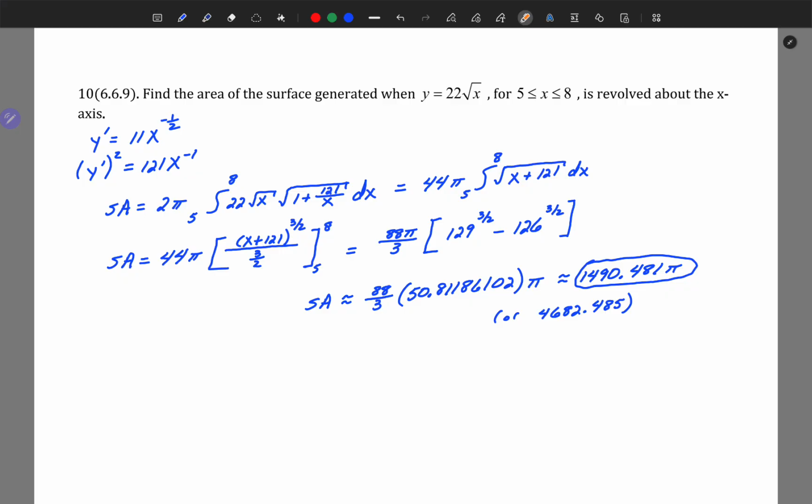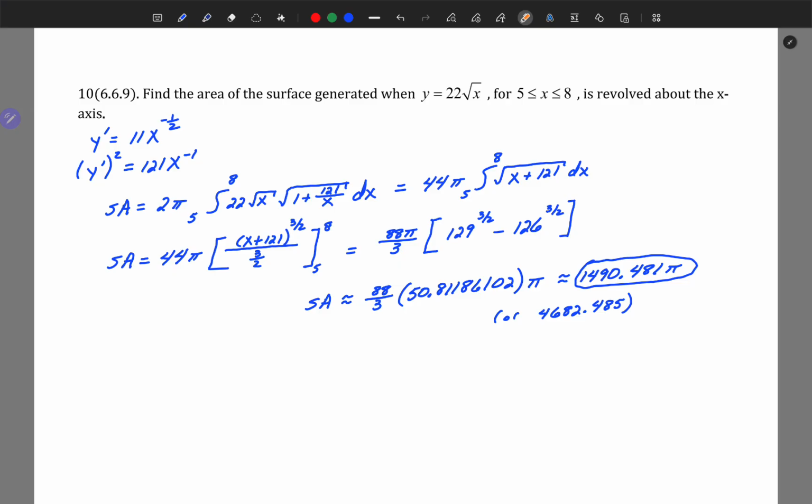We have to find the area of the surface generated when this square root function for x equals 5 to 8 is revolved about the x-axis. Okay, so surface area formula, similar to our arc length formula, it's going to be 2 pi on the integral from where it begins to where it ends, 5 to 8, of f of x, or in this case y, same thing as f of x, on the square root of 1 plus the first derivative squared.